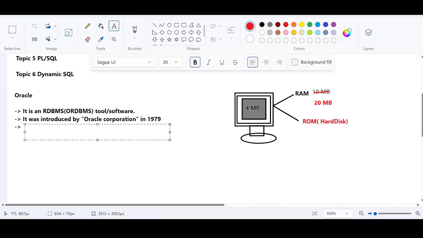What is the third point? Oracle database is used to store data or information permanently. This hard disk, inside the hard disk.